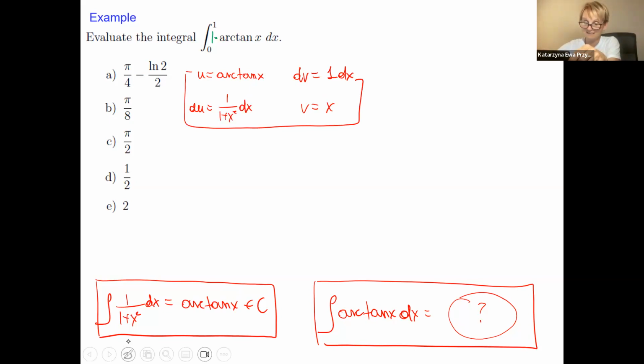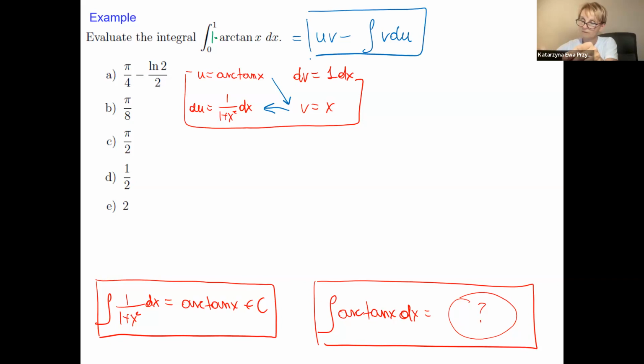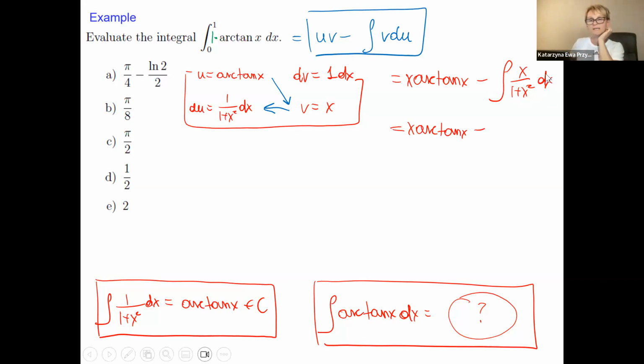And this one we actually need. Okay, and the magic formula, uv minus integral of v du. Let me put my screen here. I can write x arctangent of x minus the integral of x over 1 plus x squared dx. Okay. What about that integral? x over 1 plus x squared, the quantity 1 plus x squared. What will you do?